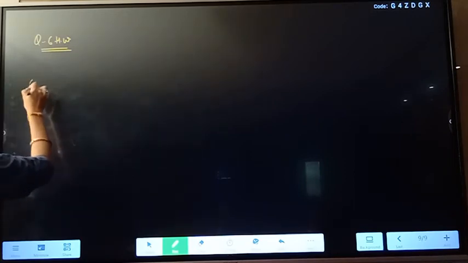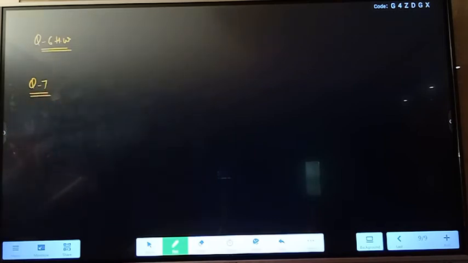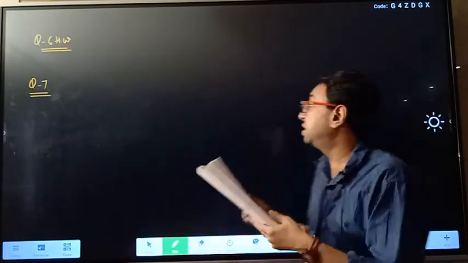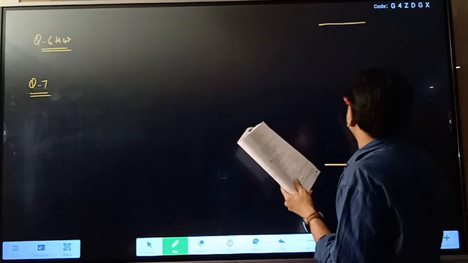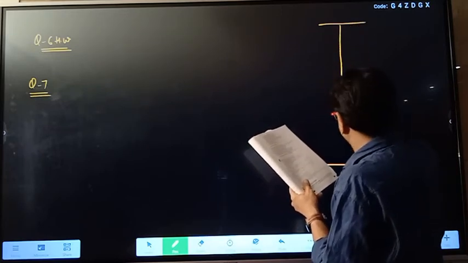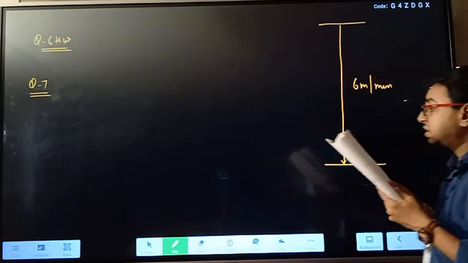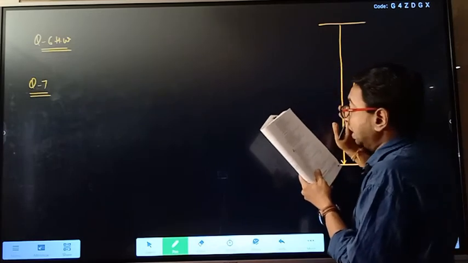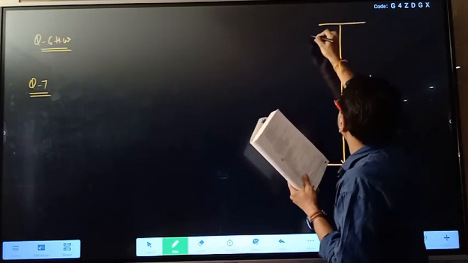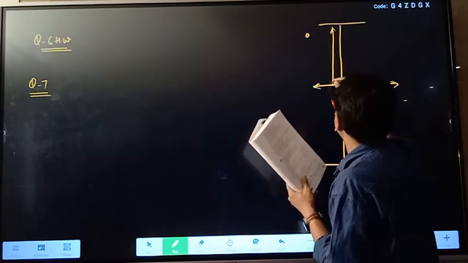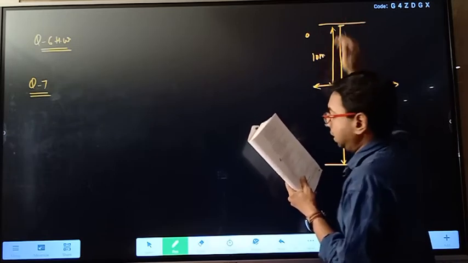Question number 7, the elevator question. See, an elevator descends into a mine shaft at the rate of 6 meters per minute. Again, I'm repeating. An elevator. What do you mean by elevator? The lift kind of thing which descends. For example, if lift is there, which descends at the rate of 6 meters per minute. If the descent starts from 10 meters above the ground level, for example, let me take this as the ground level, and the lift started from 10 meters above. From here the lift has started.